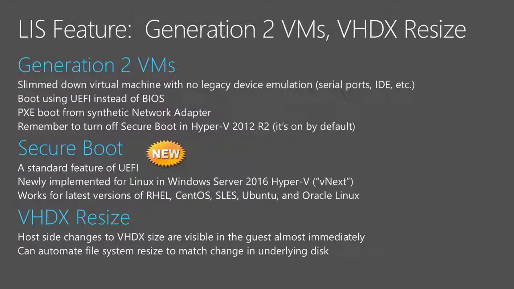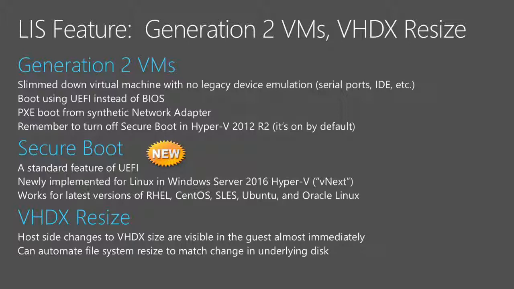Other things that are basic features. Generation 2 virtual machines. This support is now present in most of the Linux distros, the later versions. Generation 2 VMs, if you remember, those are UEFI-based VMs. There's no BIOS there. The older Linux distros don't even support UEFI, so they won't run in a Generation 2 VM. But if you go to RHEL 7, if you go to SLES 12, the latest Ubuntu versions, they have the UEFI support. They're able to run in a Generation 2 VM.